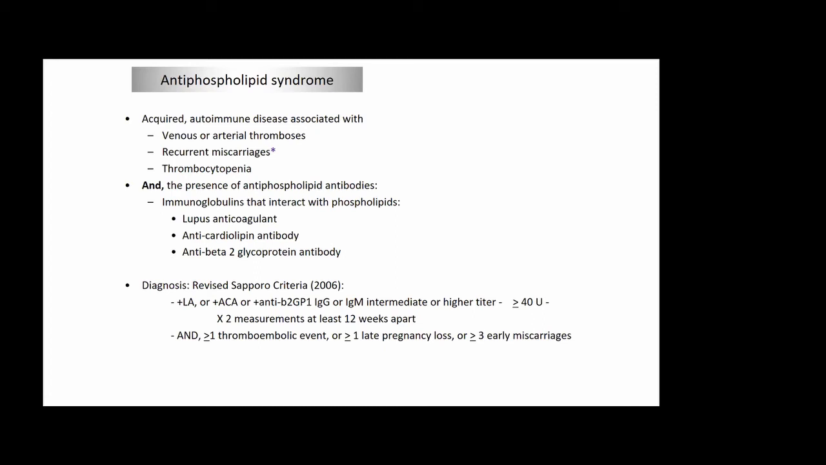So by 12 weeks, if there's still detectable antiphospholipid antibodies, those are new. Those weren't there 12 weeks ago. And that shows us that this is a process rather than a molecule that's still floating around in our blood. There you go. And in addition to the antibody part of the diagnosis, it requires at least one thromboembolic event or at least one late pregnancy loss, or at least 3 early miscarriages, early meaning 10 weeks or less.